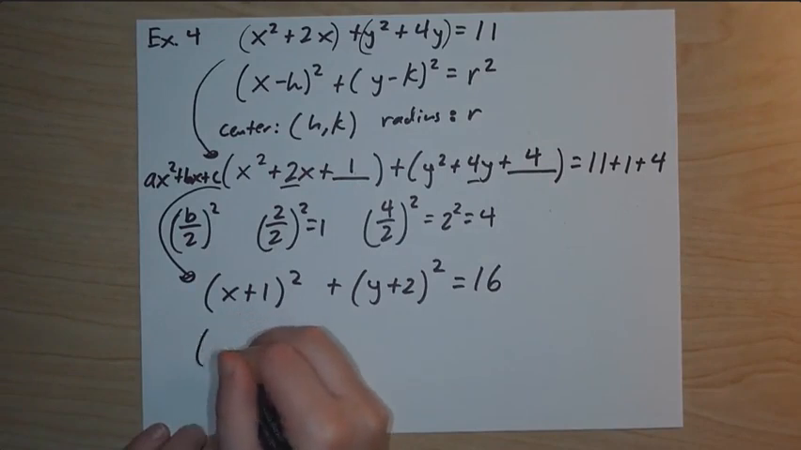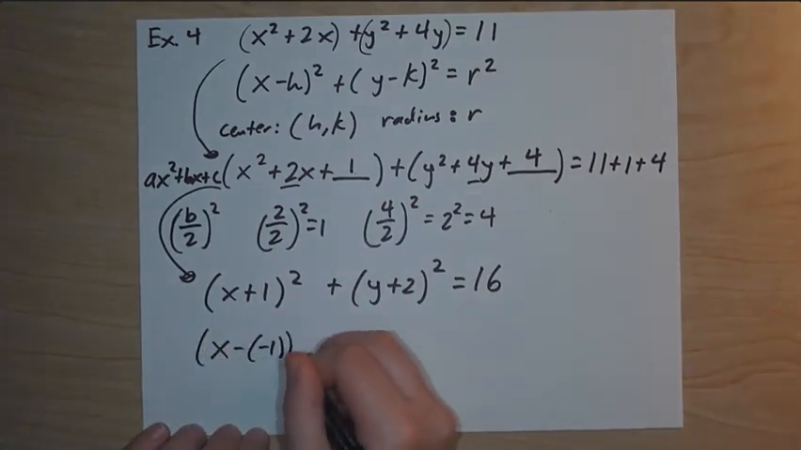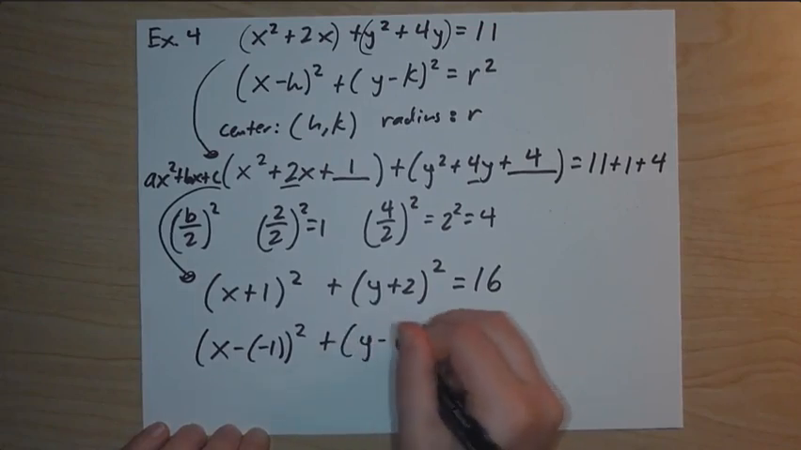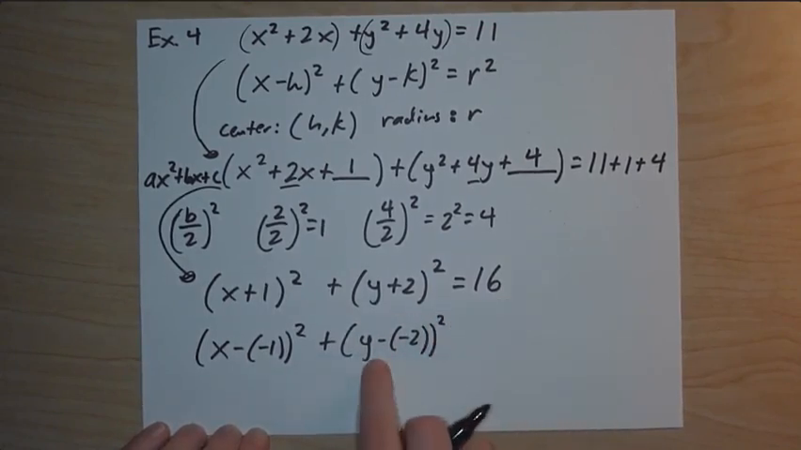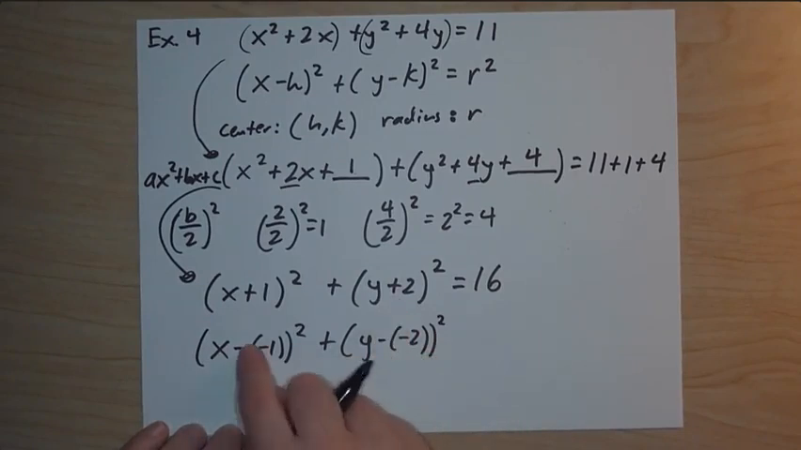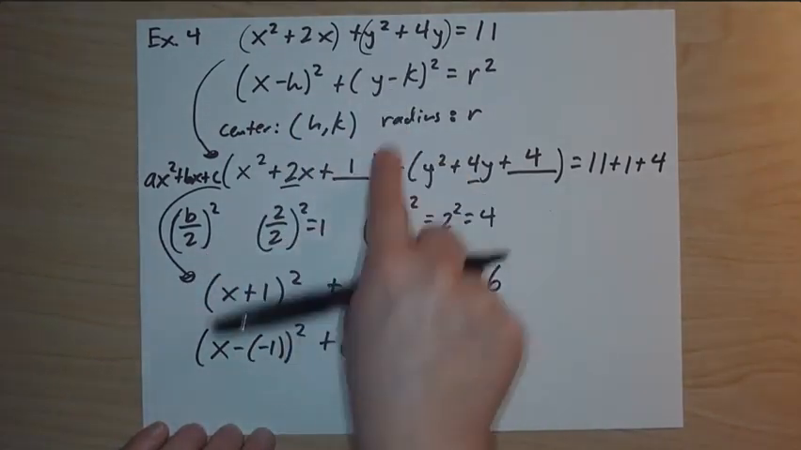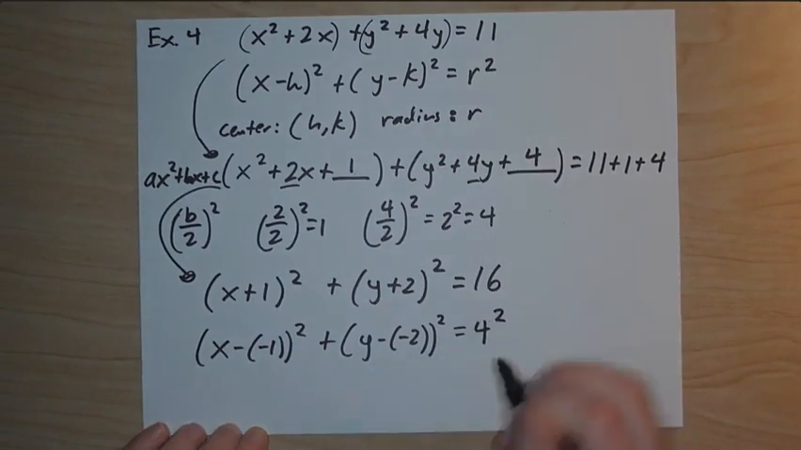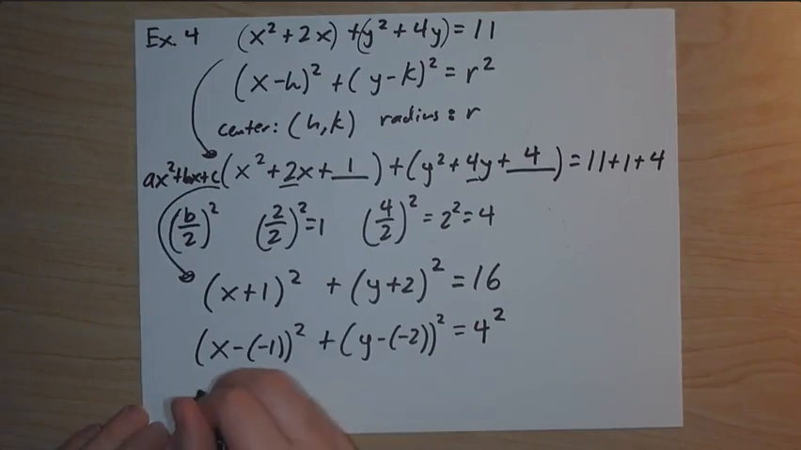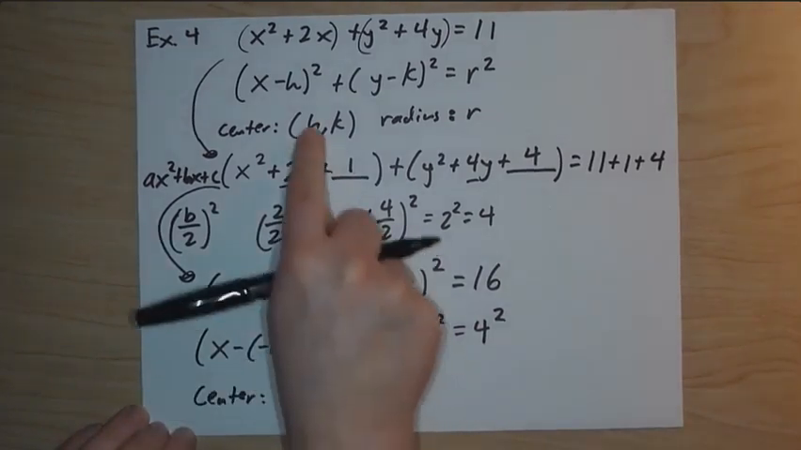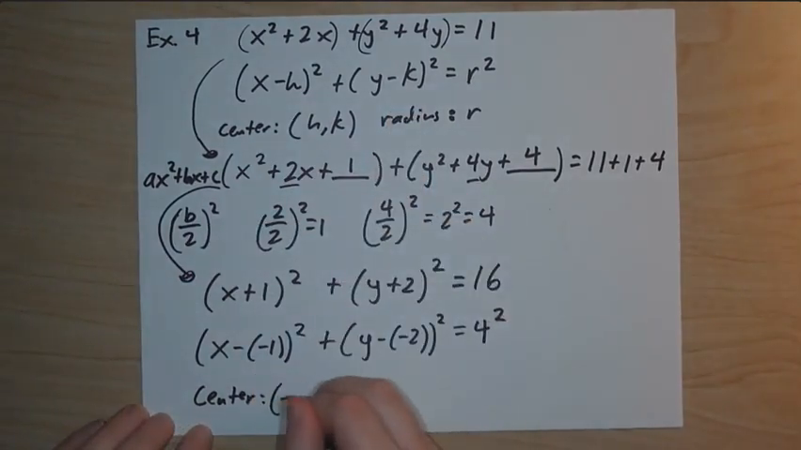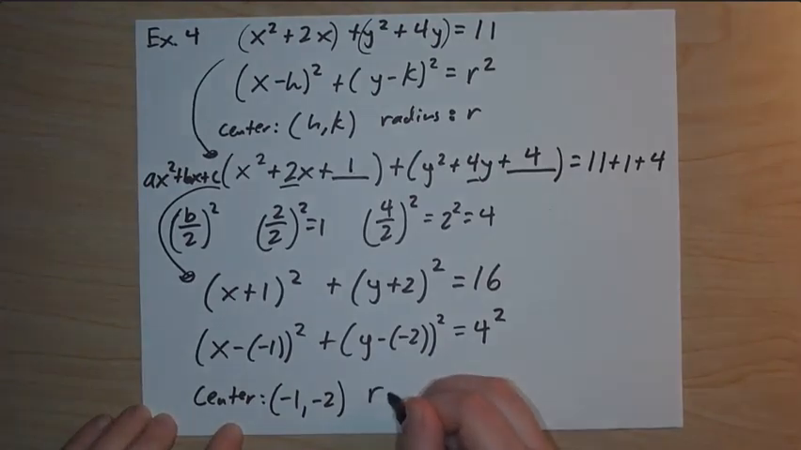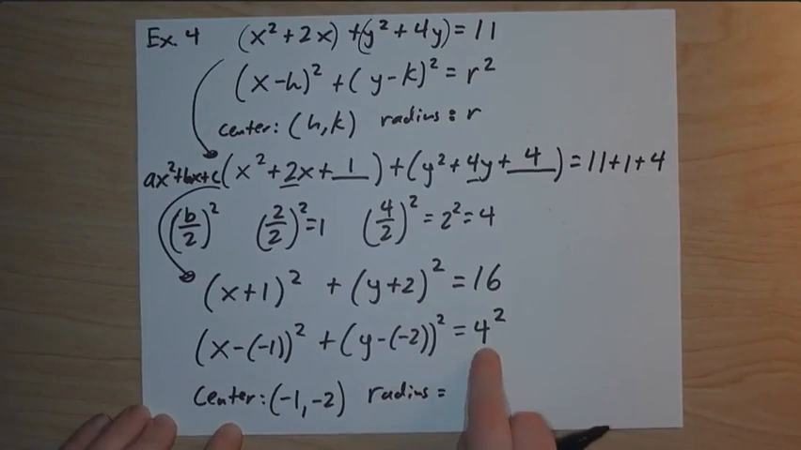So this is the same thing as (x minus negative 1) squared plus (y minus negative 2) squared. We are rewriting it this way just so that we can see a minus, just like our form up here. And then 16, if we want to write it as something squared, is 4 squared. So now that we have that, our center, our (h, k), is (negative 1, negative 2). That's the point where our center is. And our radius, r, is going to be 4.